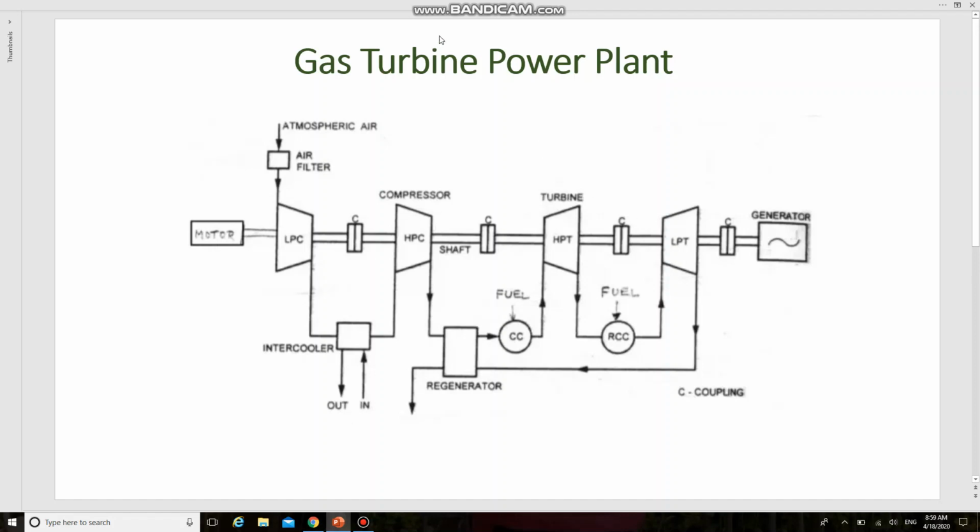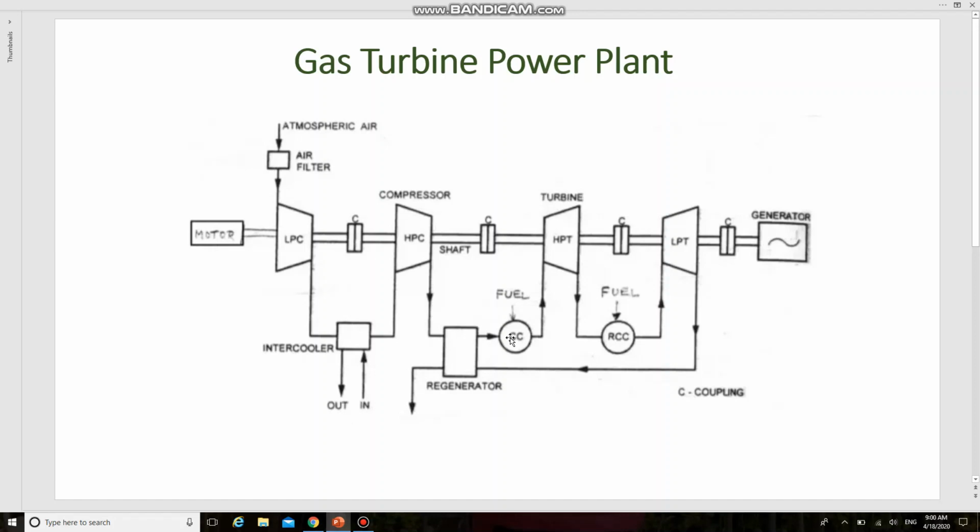The atmospheric air is drawn into the low pressure compressor through the air filter and it is compressed here. The compressed low pressure air goes into the high pressure compressor through the intercooler. Here the heat of the compressed air is removed by sending water. Then the high pressure compressed air is sent to the combustion chamber through the regenerator. In the combustion chamber, fuel is added to the compressed air and combustion of the fuel takes place.